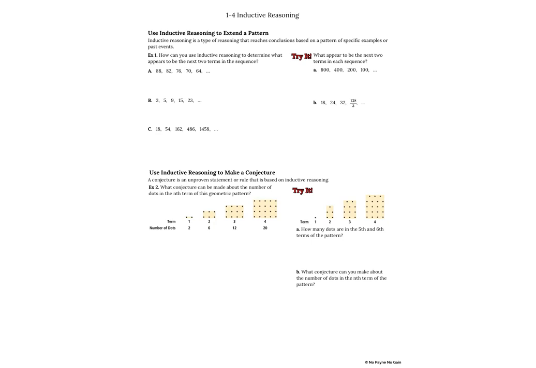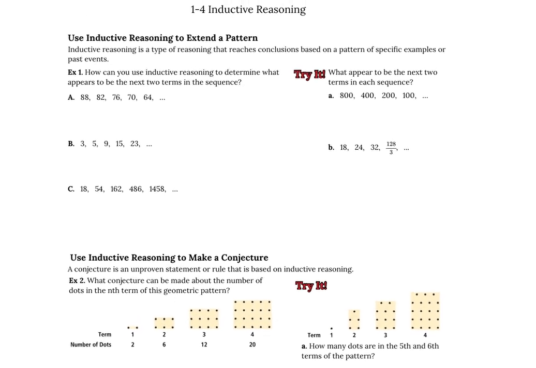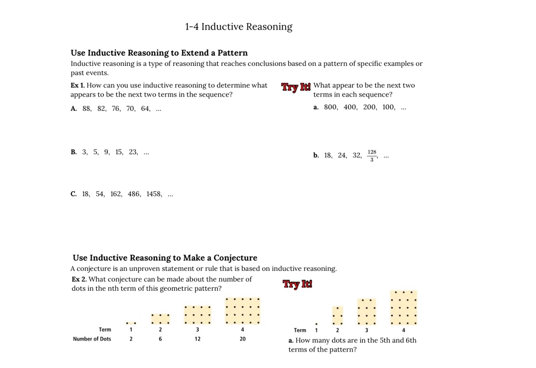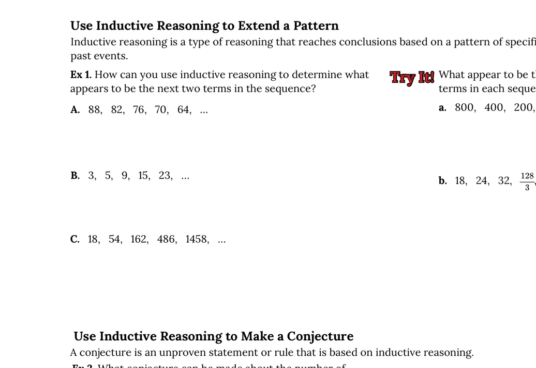We're looking at 1-4, inductive reasoning. Inductive reasoning is a type of reasoning that reaches conclusions based on patterns of specific examples or past events. Our first example: can we use inductive reasoning to determine what appears to be the next term in the sequence? Or how can we use that?